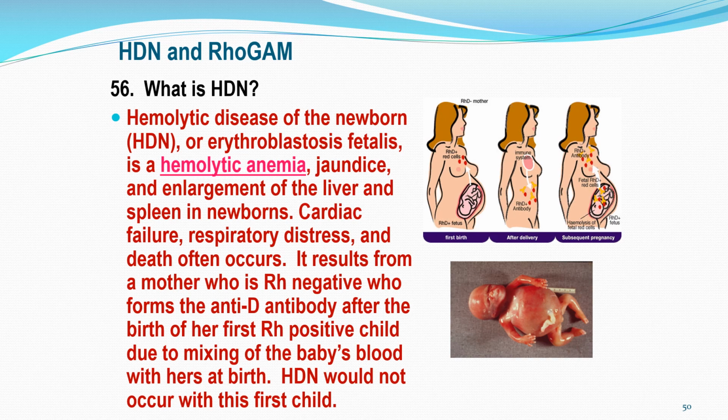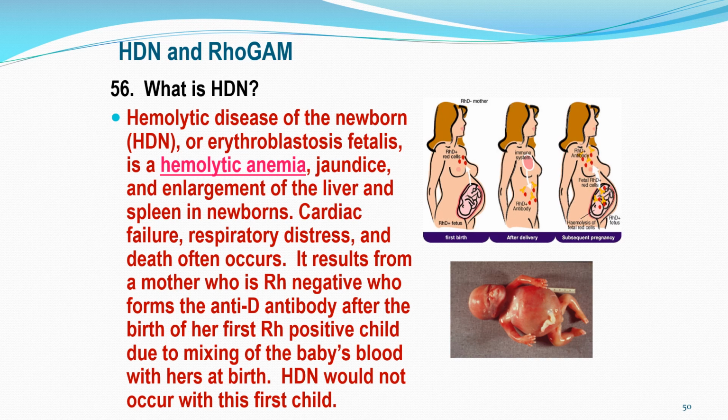It is a hemolytic anemia. The newborns are jaundiced, they have an enlargement of the liver and spleen. They can have cardiac failure, respiratory distress, and death often occurs. It results from a mother who is Rh negative who forms the anti-D antibody after the birth of her first Rh positive child due to the mixing of the baby's blood with hers at birth. Hemolytic disease of the newborn would not occur with this first child.